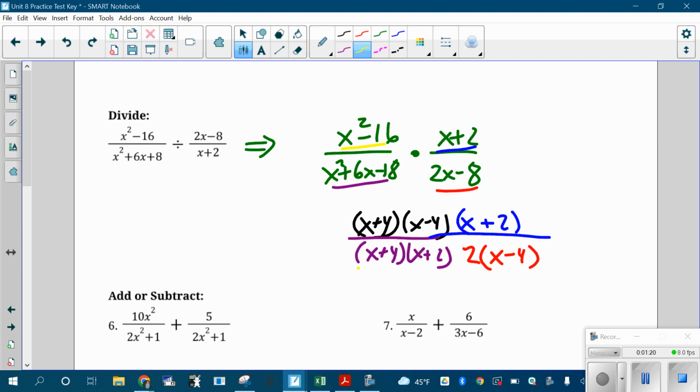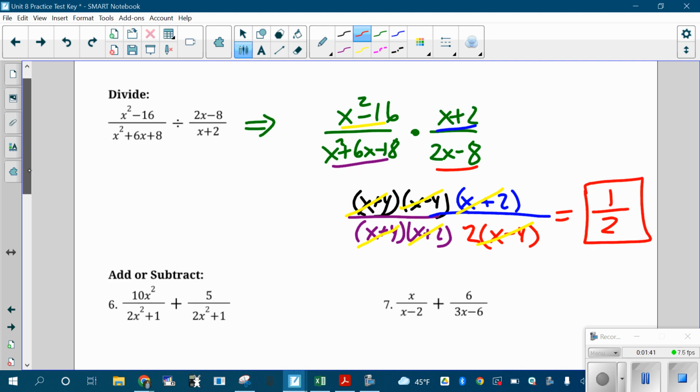I'm going to cross out stuff that is the same on the top and the bottom. Be careful. Pretty much everything crosses out here. All I'm left with is 2, but that 2 is in the denominator, it's in the bottom. So my answer isn't 2, it's 1/2, because that 2 that's left over is in the bottom of the fraction. Just be a little careful about that. Cool?